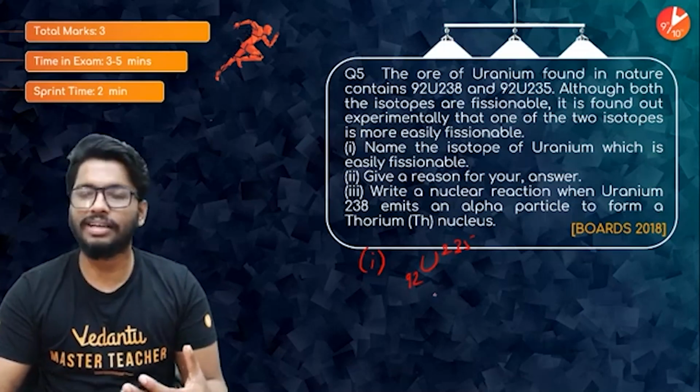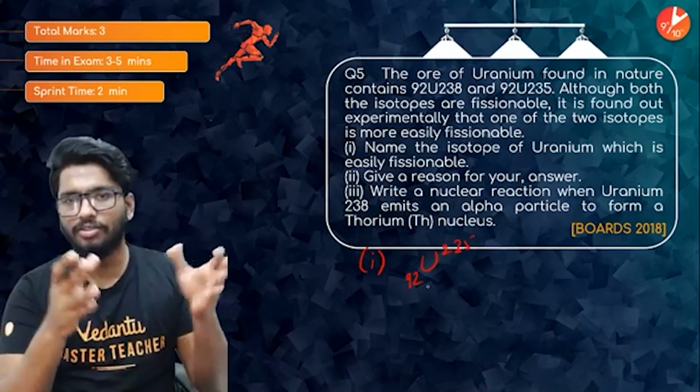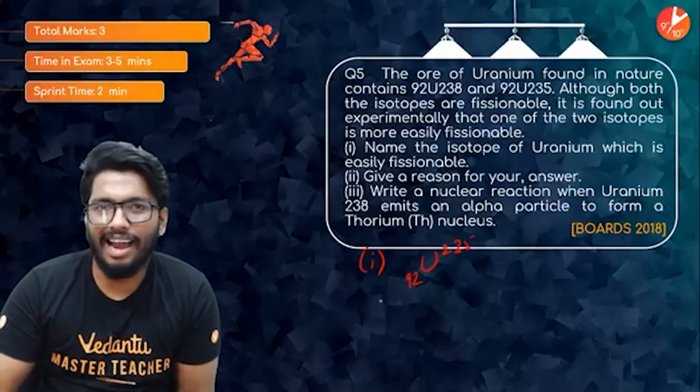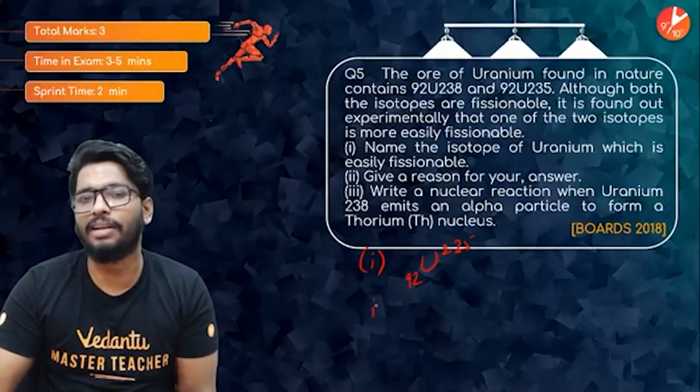Why is that so? It is because, guys, uranium-238 is actually a very stable atom of uranium. It's actually a very stable atom.